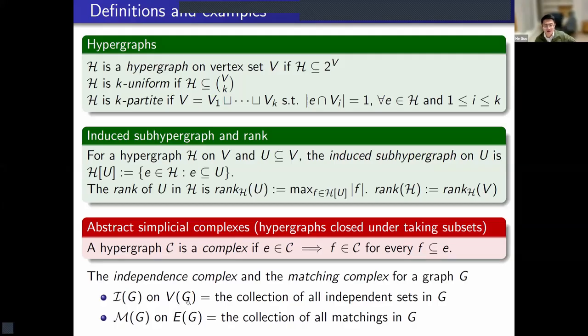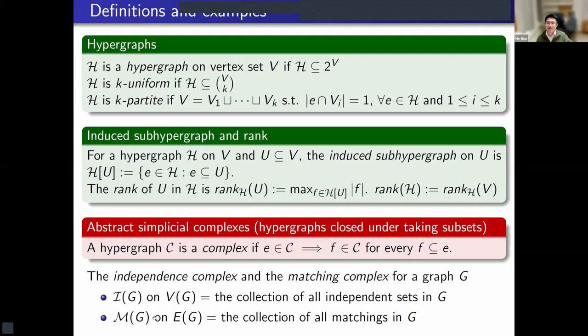Therefore, the independence complex is really a complex. Similarly, for a graph G, we can define the matching complex on the edge set of G, which is the collection of all the matchings in G. An edge set is a matching if any two edges in it do not intersect each other at a vertex. You can also check that any subset of a matching is a matching. Therefore, the matching complex is really a complex. So here are two basic examples of complexes.